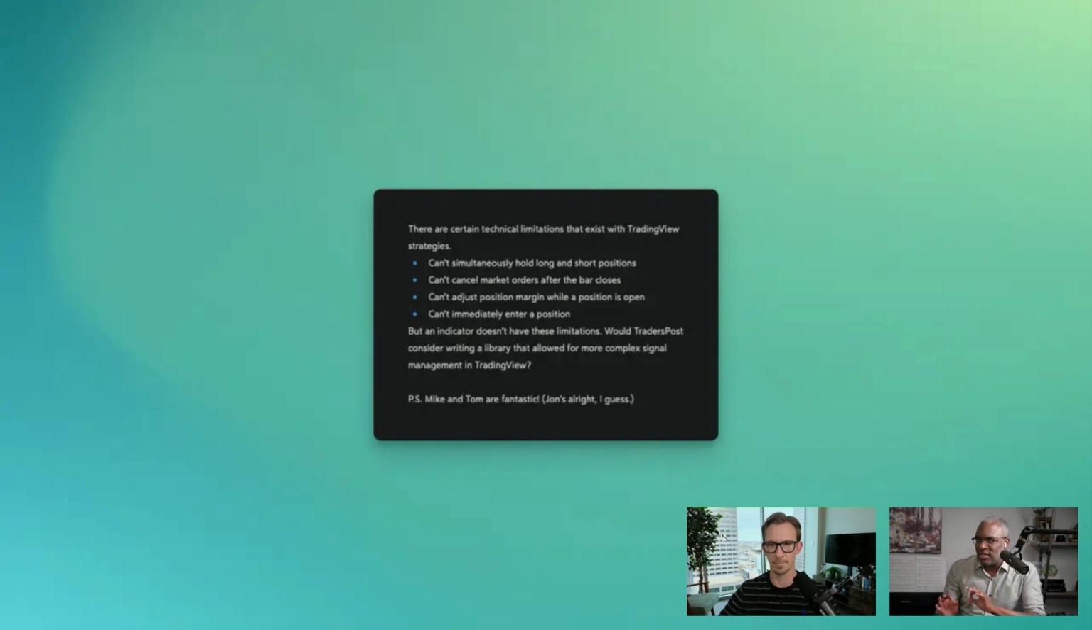Would TradersPost consider writing a library that allowed for more complex signal management in TradingView?